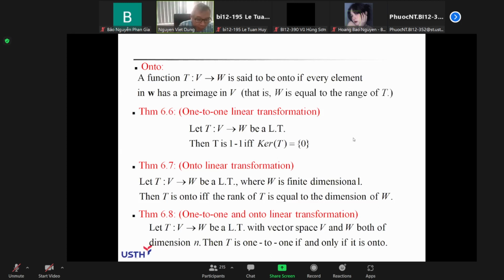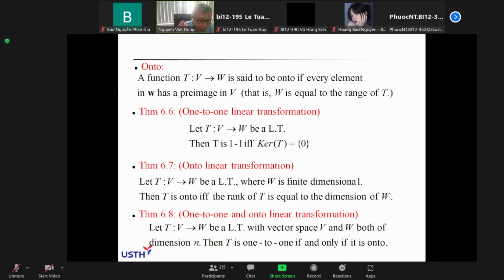And the last one: even though one-to-one and onto are two different kinds of mapping, however, in case our mapping T is a linear transformation, and both domain and codomain are vector spaces of the same dimension, then T is one-to-one if and only if it is onto.